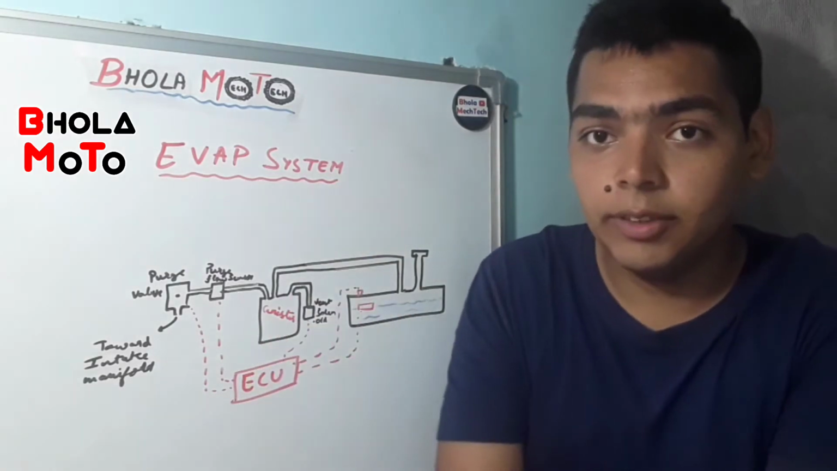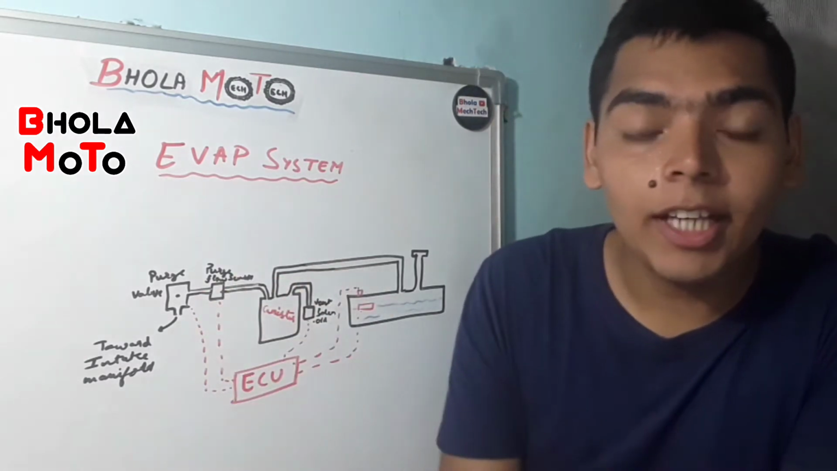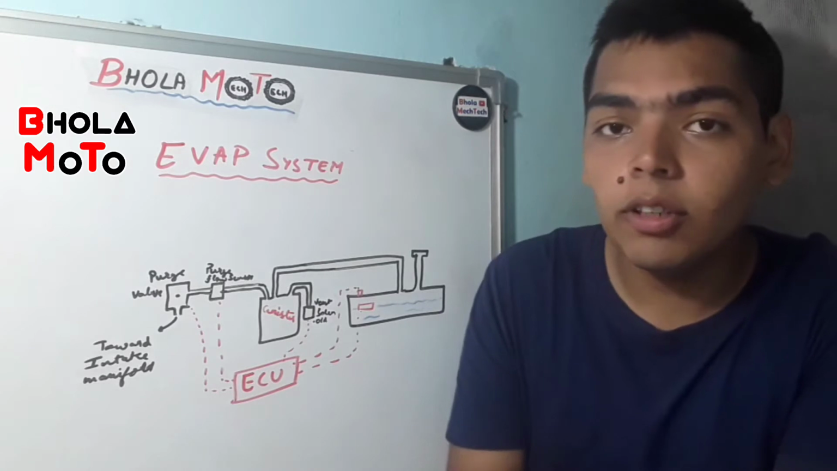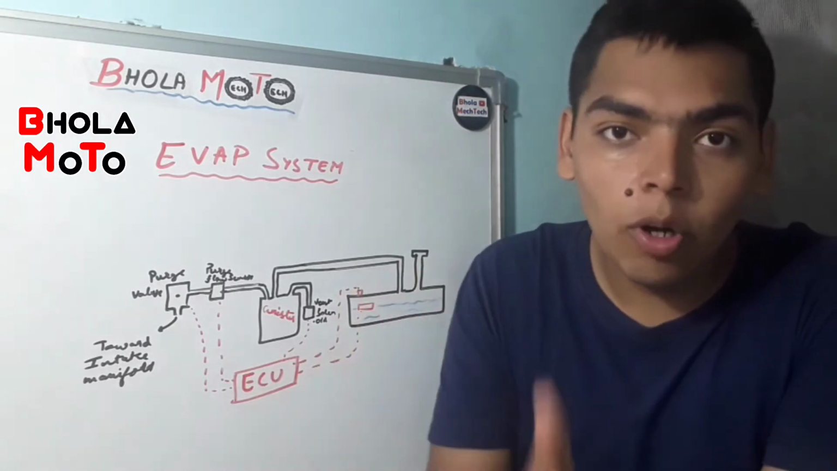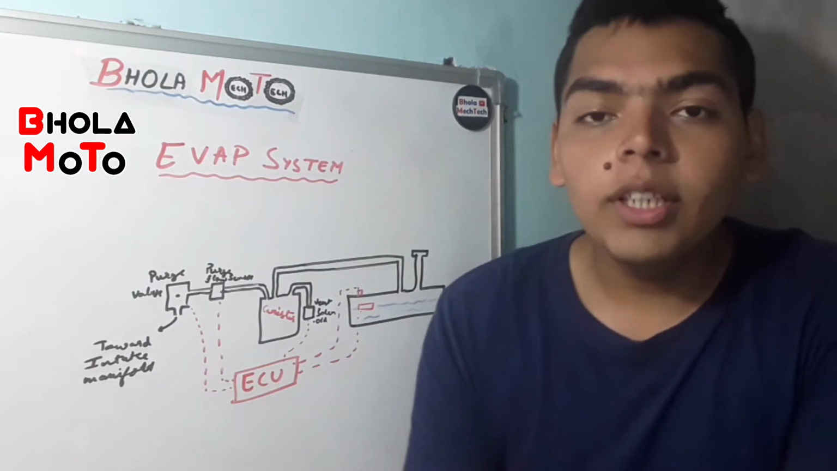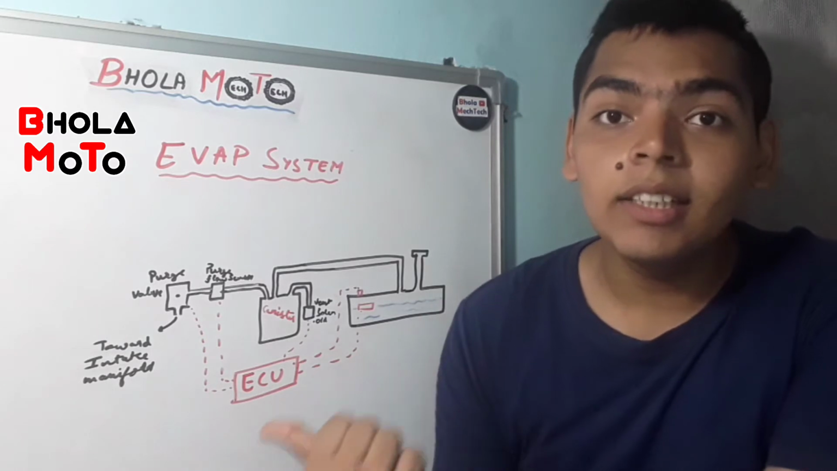There are so many error codes which are generated because of this purge valve. I have already explained this purge valve error in my previous video. You can watch that video also. But some more faults can be generated inside this Evap system. P0442 is the error code which is generated when there is some leak in this Evap system.